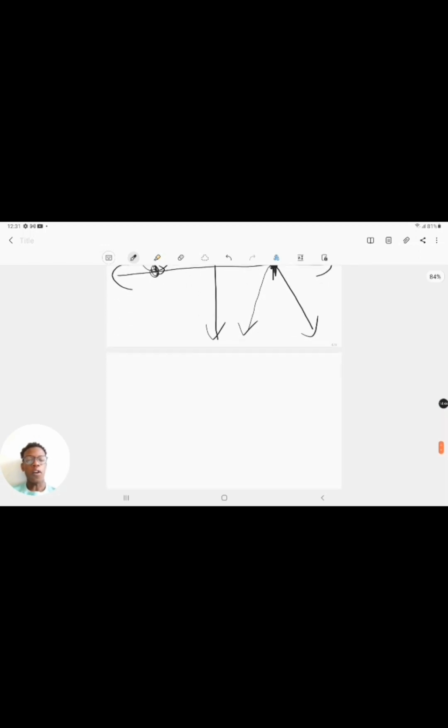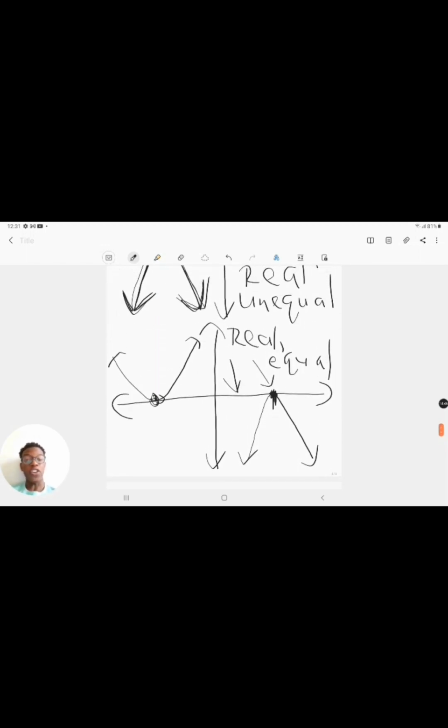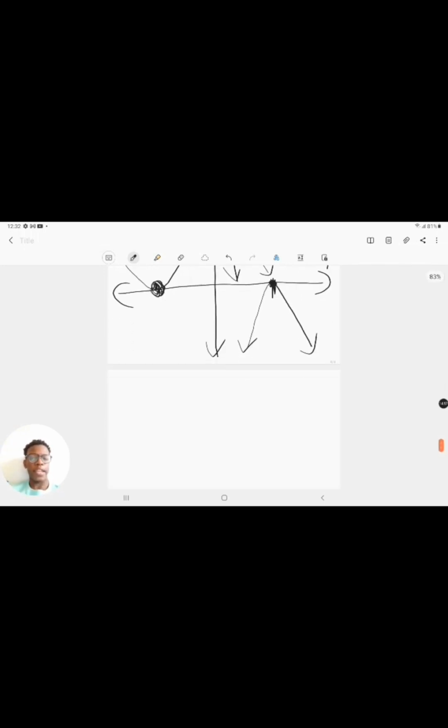And then for real roots that are equal, you've got your graph looking like that, where it touches the x-intercept at one point, or at just one location. Okay, so that is the nature of roots.